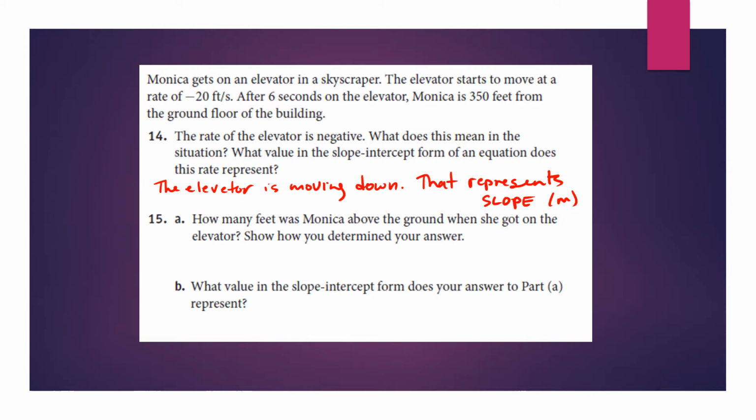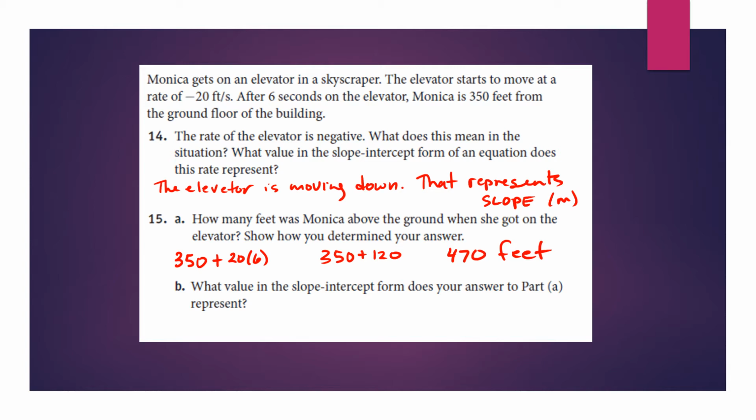So 15a says, how many feet was Monica above the ground when she got on the elevator? So let's think about that. She's been on the elevator for 6 seconds, and she's been losing 20 feet per second, right? And then she's 350 feet from the ground floor at that time. So she's 350 feet from the ground floor, plus she already covered 20 feet per 6 seconds. So she must have started at about 470 feet. Hopefully that makes sense.